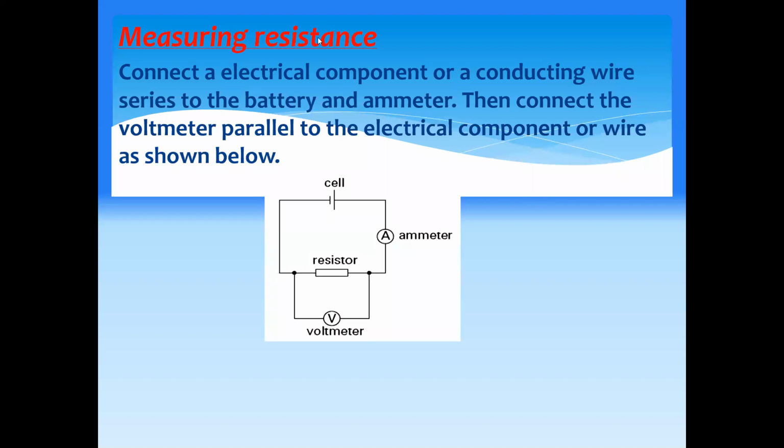So the only thing which will change is the component whose resistance we are measuring. For example, if I want to measure the resistance of a lamp, then there should be a lamp instead of a resistor. And we'll get the voltage and current. Voltage divided by current, we will know the resistance.